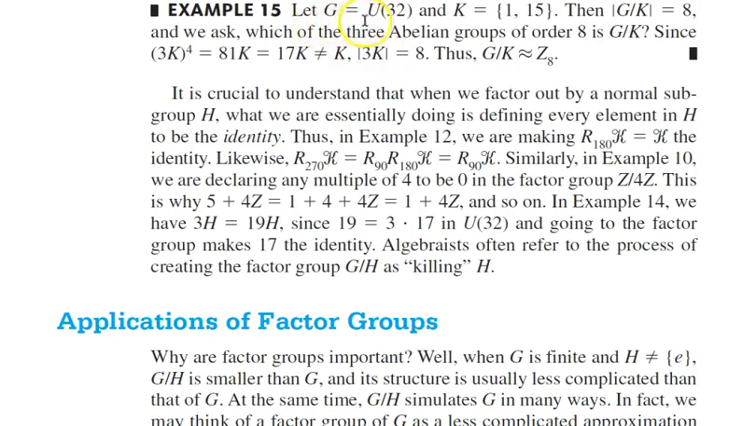Example 15, we will consider this partially again. Let G be the group U32 and K be the cyclic group generated by 15. It consists of 2 elements only, because 15 squared is 1 mod 32. So the order of 15 in U32 is 2.